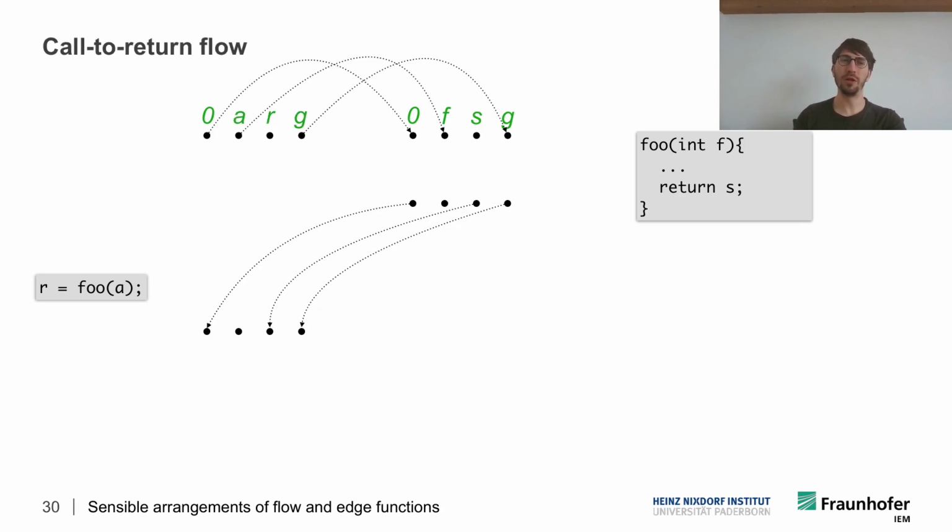Now, the call to return flow, and this is actually the one where we have to take most care, because let's consider again. Here in the dotted lines we see the call flow, and here we see the return flow. Obviously our data flow facts need to propagate somewhere. In most cases it would be unsound to kill some fact here just by forgetting to draw one, or to propagate those facts here, right?